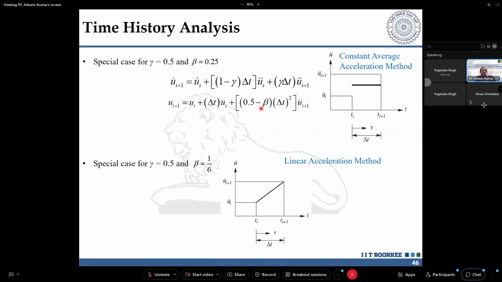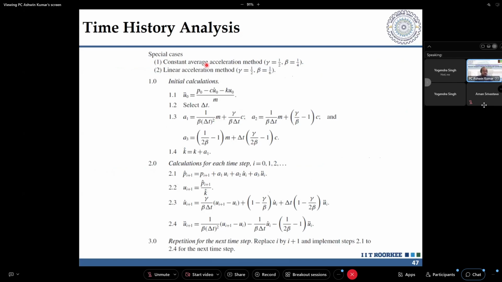You can have a constant average acceleration method, where you assume a constant average acceleration, or you can have linearly varying acceleration values, based on the selection of the values of gamma and beta. This is already provided in that particular method, how to use it and when to use it. You can choose any one of them and find a solution.